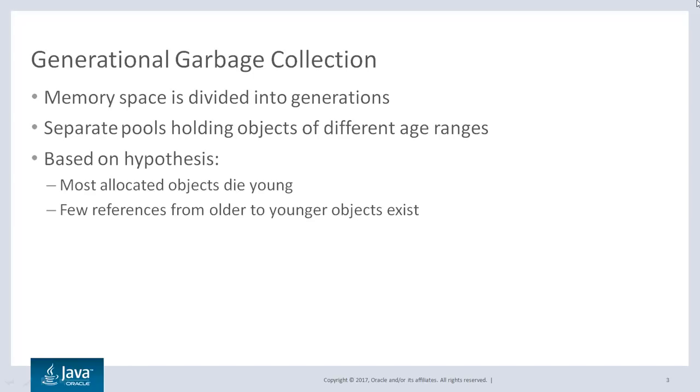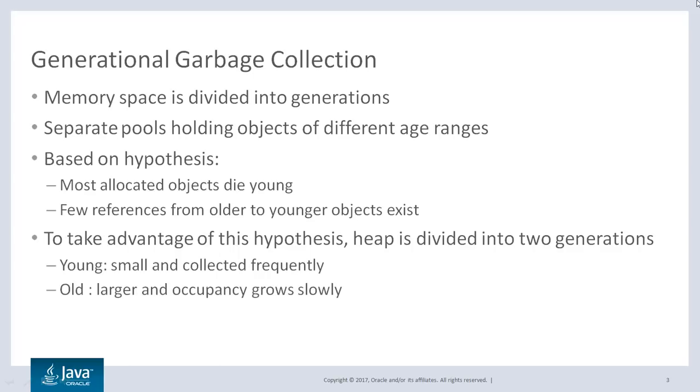Following this hypothesis, in the HotSpot JVM, the heap where the Java objects are kept is divided into two generations, young and old. The young generation is often small and is collected frequently. The old generation is larger, is collected infrequently, and fills up slower. When the young generation becomes full, a minor collection is induced that collects only the young generation. The old generation is not collected with minor collections. Since the young generation space is usually small, these collections are also fast.